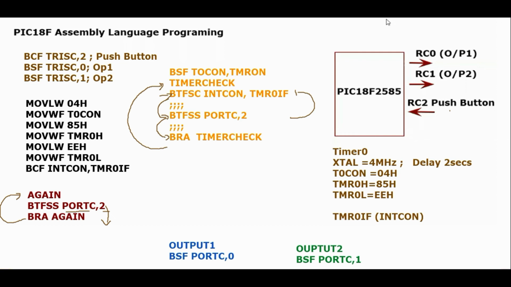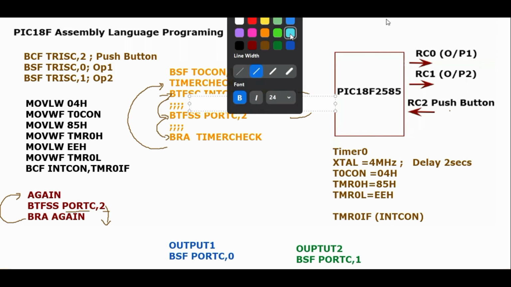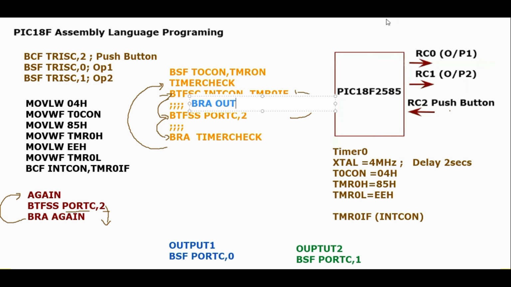So what I am supposed to do here is write branch to output 1. This is what I'm supposed to do. So if the timer expires, I will no longer check whether port C2 is pushed or not. I will simply jump to output 1. But in case the timer is not expired but port C receives 0, this condition is no longer true.